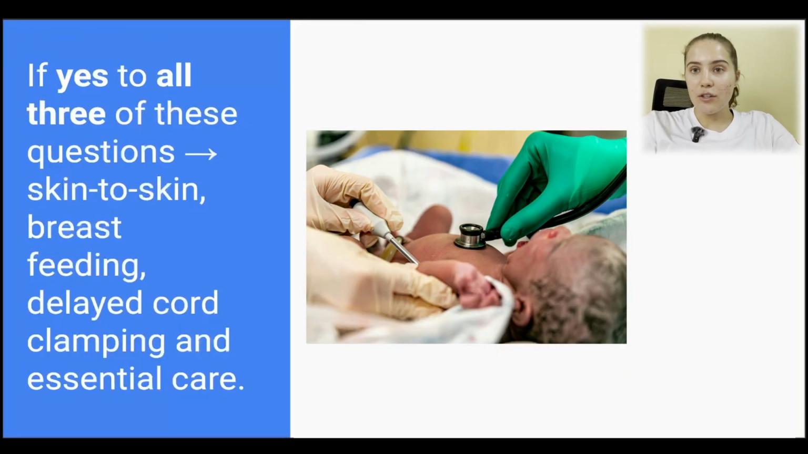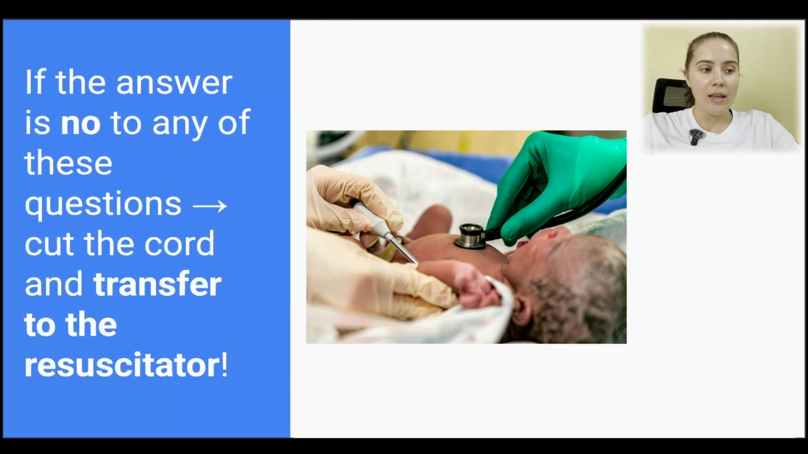If you've answered yes to all 3 of the questions, you can start skin to skin, start some breastfeeding, delay cord clamping, and do newborn essential care. So this is what we want. But that doesn't always happen. So if you answer no to any of these questions, you should immediately cut the cord and transfer the baby to the resuscitator.